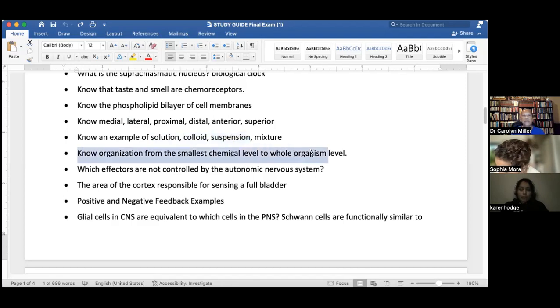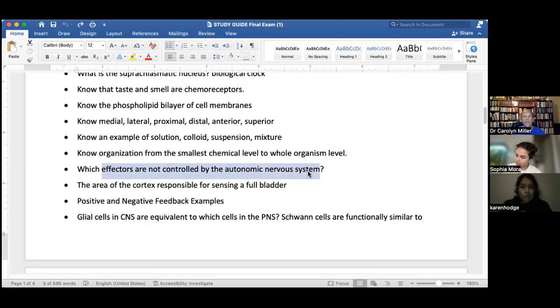Know the organization from the smallest chemical level to the whole organism: atoms, molecules, cells, tissues, organs, organ systems. Which effectors are not controlled by the autonomic nervous system?